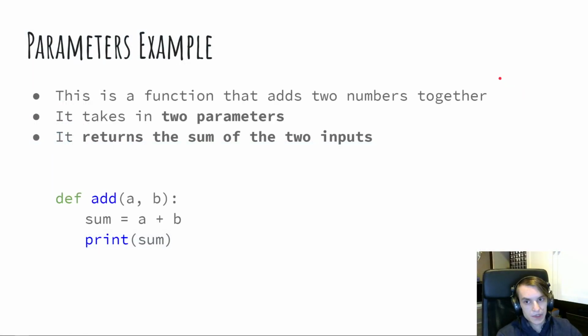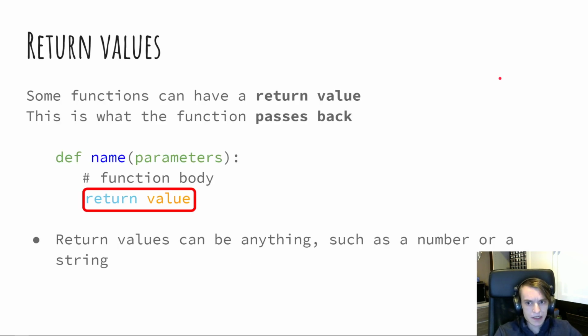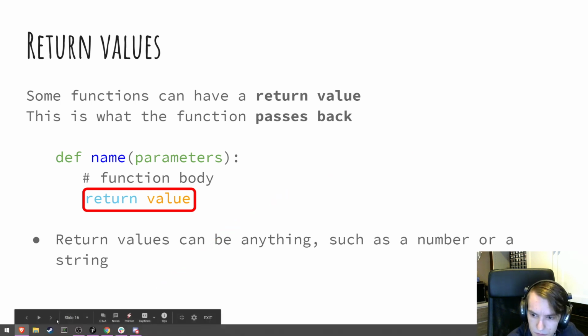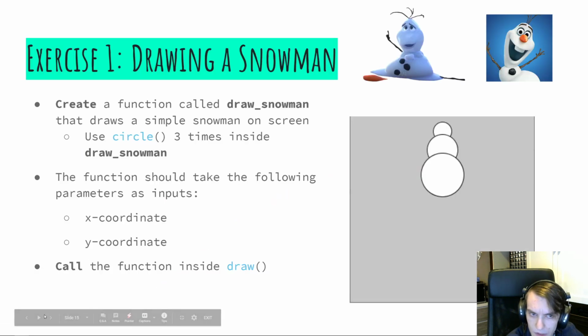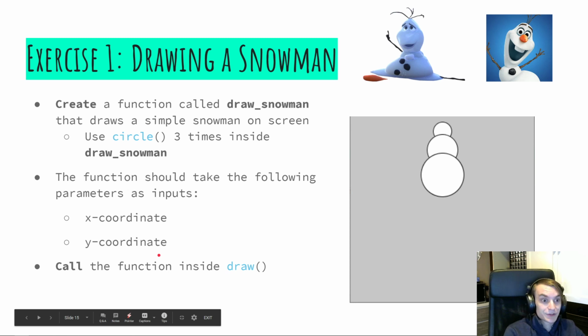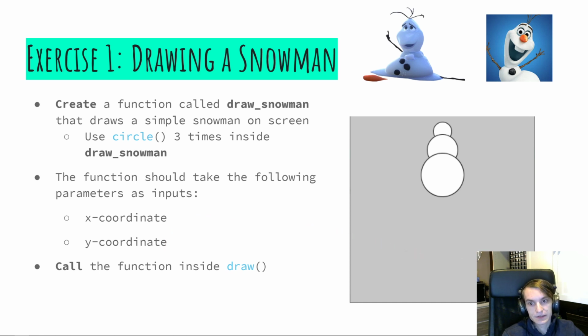We're going to transition back to our presentation again. We have exercise 1. We would like you to create a function called draw snowman that draws a snowman on the screen. We'd like you to use the function circle 3 times inside draw snowman. The function should take as its parameters the x-coordinate of the snowman and the y-coordinate of the snowman, and you can specify those relative within the snowman however you want.